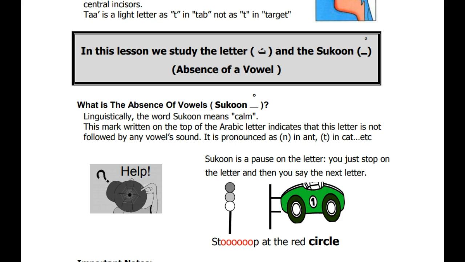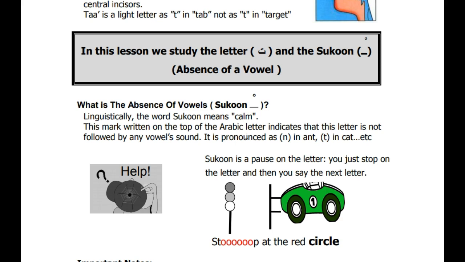The same as ta, the letter ta is not having any vowel. If you say cat, if you say car, the letter R is not having any vowel. Sukun is a pause on the letter. You just stop on the letter and then you say the next letter. You stop on it and then you make just the sound of it.